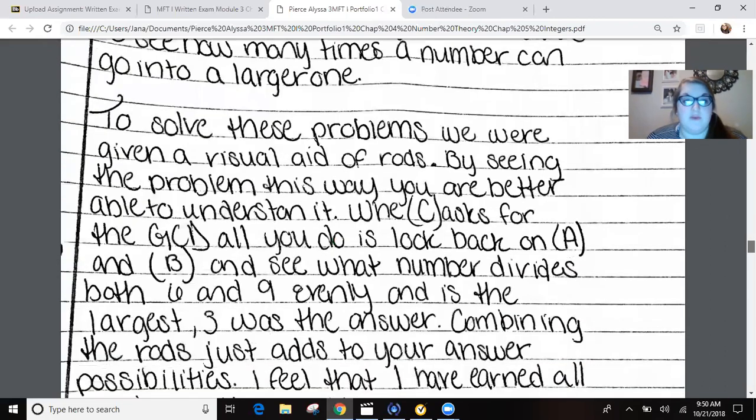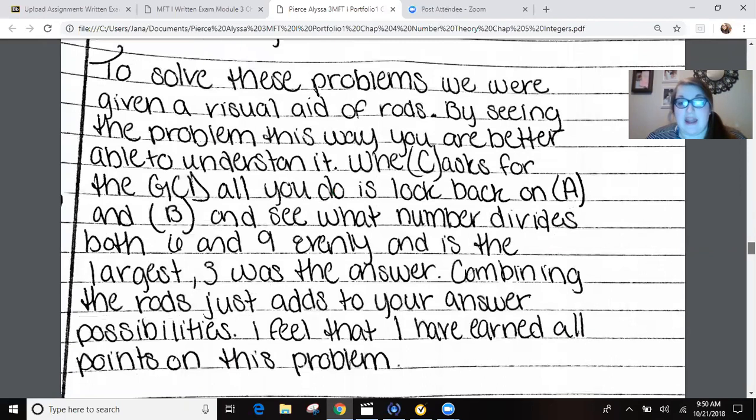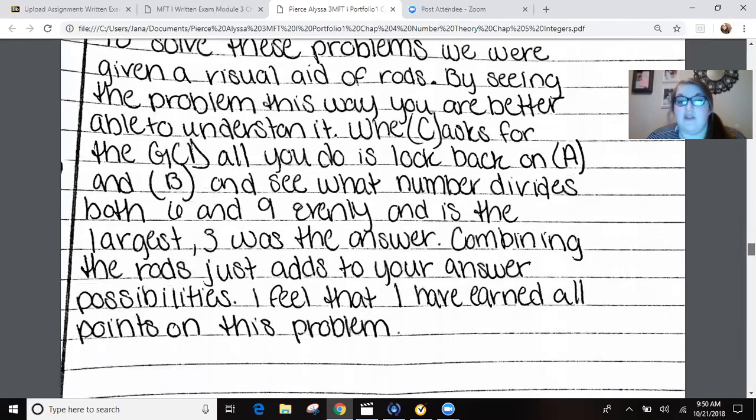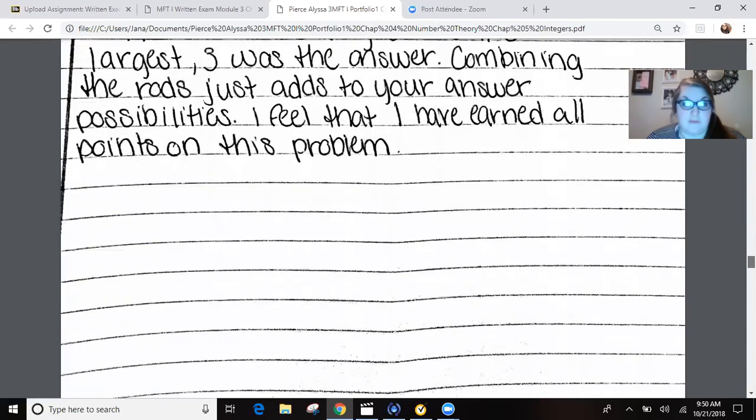So to solve these problems, we were given a visual of rods. By seeing the problem this way, you're better able to understand it. When C asks for the GCD, all you have to do is look back at A and B to see what number divides both 6 and 9 evenly, and the largest, 3, was the answer. Combining the rods just adds to your answer possibilities. So I feel that I've earned all points for this problem.